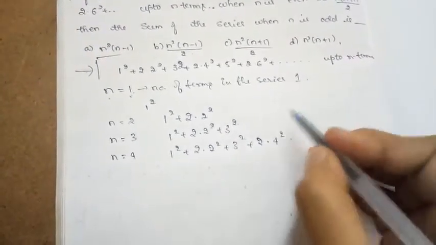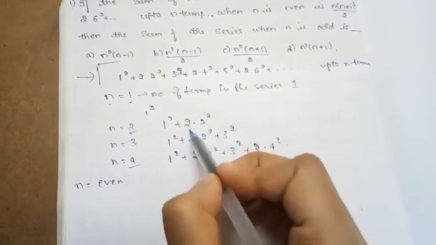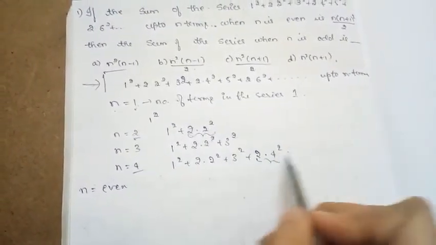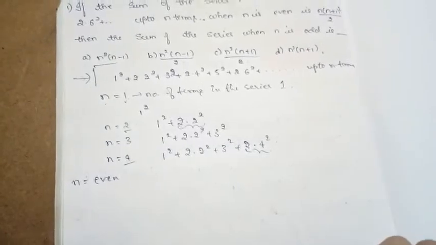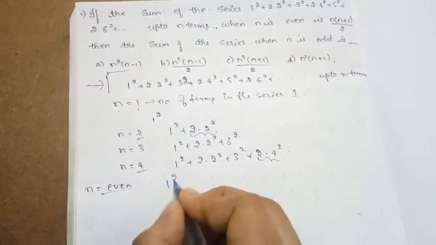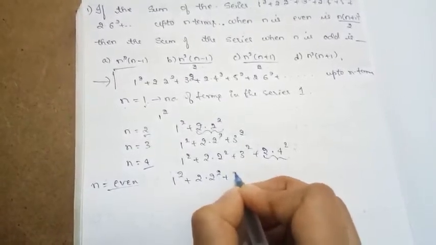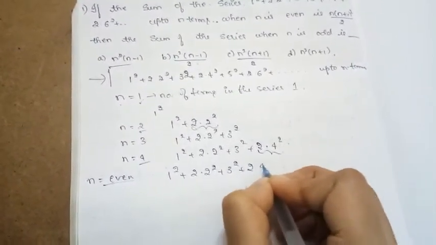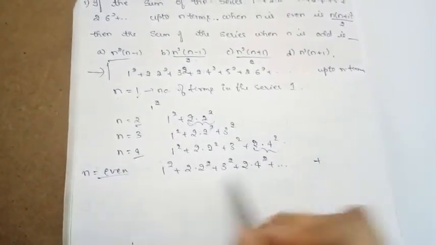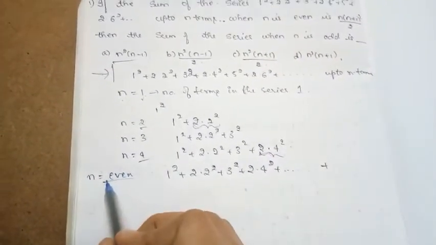With these few initial examples, n equal to 1 to 4, we can clearly see that when n is even, like 2, 4, our last term is 2 into 2 square, 2 into 4 square. If n is equal to 6, the last term will be 2 into 6 square, like this. Suppose n is even, how will it go? 1 square plus 2 into 2 square plus 3 square plus 2 into 4 square and so on. I am talking about the last term when n is even.